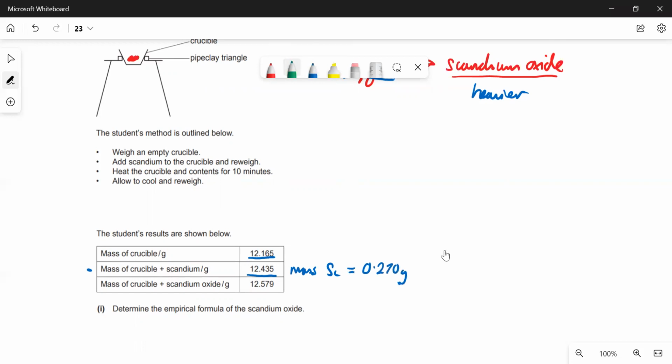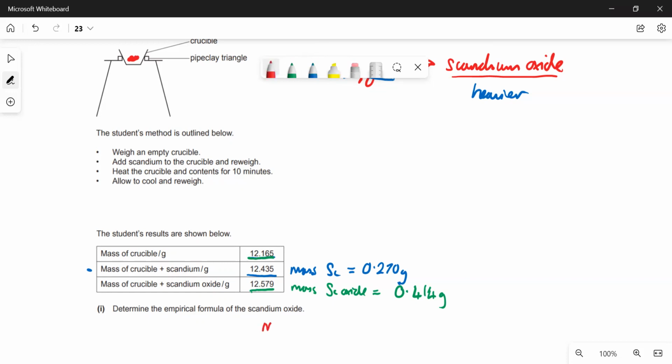Whereas the mass of the crucible and the scandium oxide, so the mass of the scandium oxide, again, I don't know the formula, so I'll just write it like that, is going to be 12.579 minus 12.165, and that is equal to 0.414 grams. Okay, so we need to work out the mass of oxygen now. So we know the mass of scandium, that's 0.270 grams. We need the mass of oxygen.